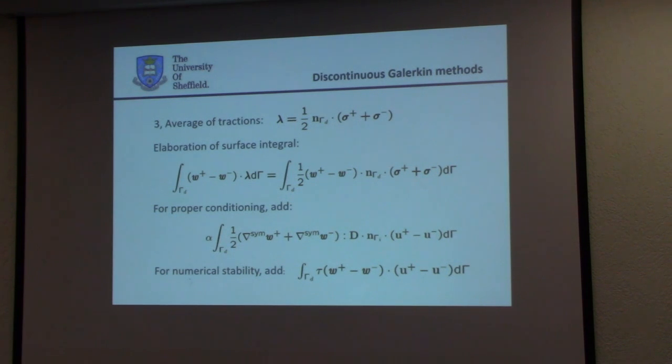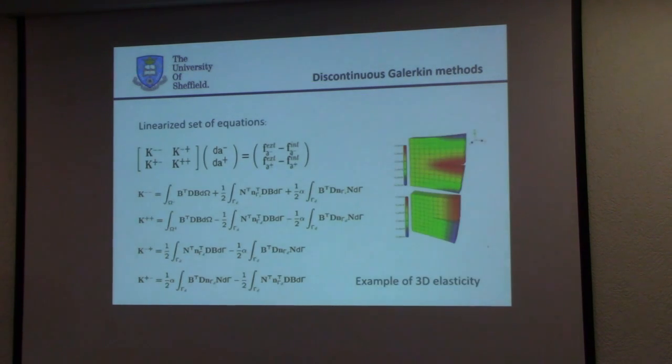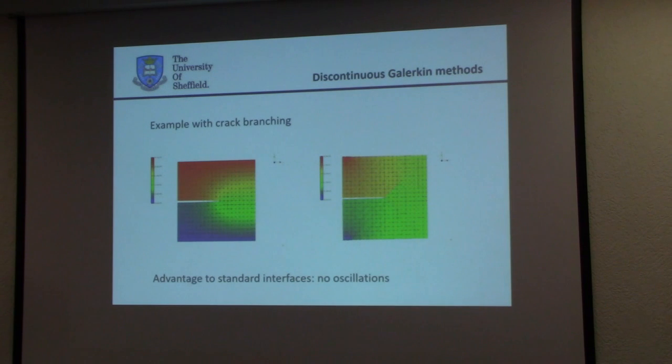And as they do it in fluid mechanics and many other cases, they say, okay, we have half times the normal times the average of the stresses at both sides, then we elaborate a bit, and then we have to add some things for proper condition and for numerical stability. The whole thing becomes a bit complicated, but it also works. Now, here you see a typical example of elasticity, and here even you can do some branching. So you can work with that. It's not popular in solid mechanics, except for the interface elements, which can be viewed as a special case.